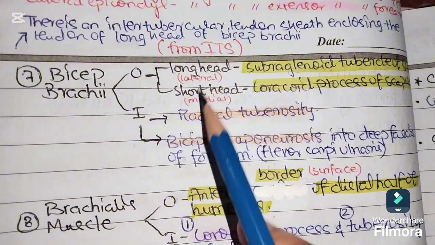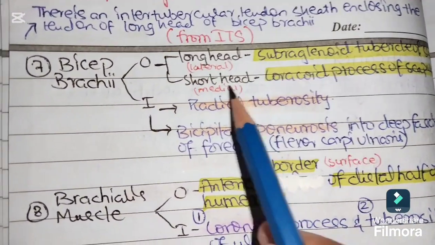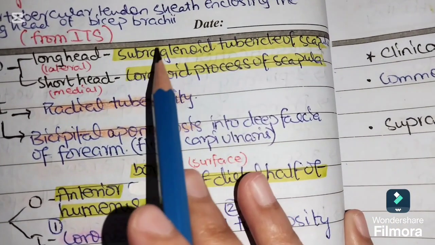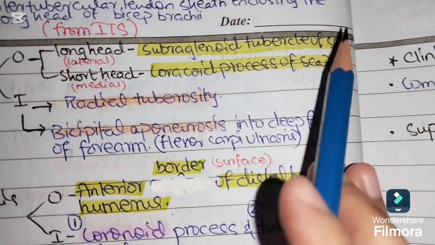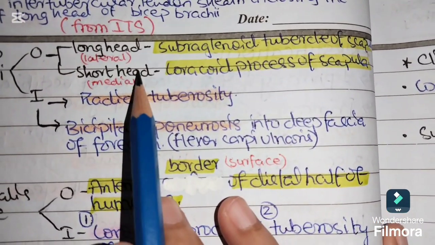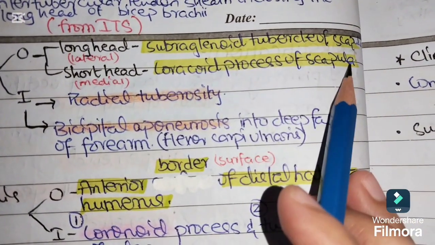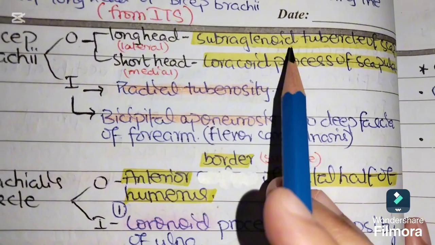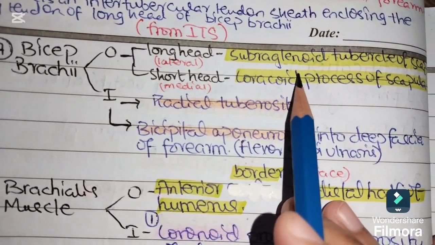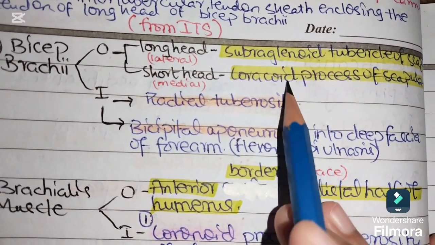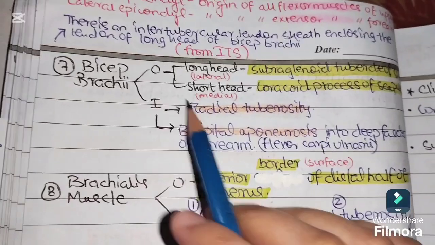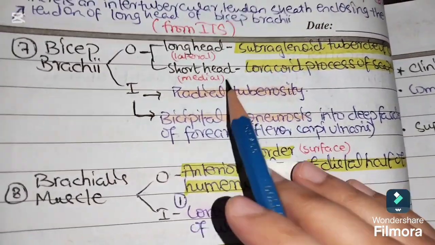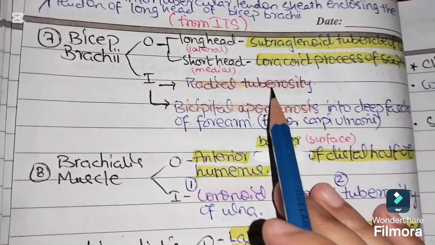It consists of two heads again, the long head and the short head. And the origin for the long head is the supraglenoid tubercle of scapula, and the short head originates in the coracoid process of scapula. Again, these 2 points are not really associated with the humerus bone, but you have to keep them in mind, right? And the biceps brachii inserts in the radial tuberosity, but again, none of these points are associated with the humerus.